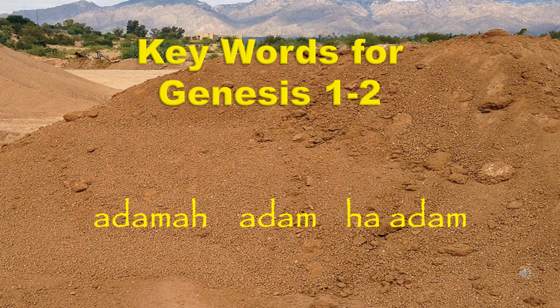With the above in mind, in this short video we will look at 3 key words in Hebrew that will unpack a deeper meaning for us as we read Genesis 1 to 2. These 3 words are adamah, Adam, and Ha-Adam. As you can see just by looking at them, these words are related to each other. Understanding their meaning as well as the relationship between them will open up for you new insights into the biblical text.